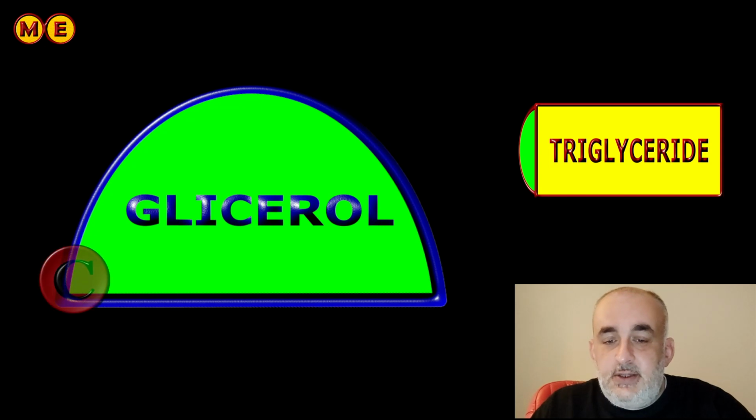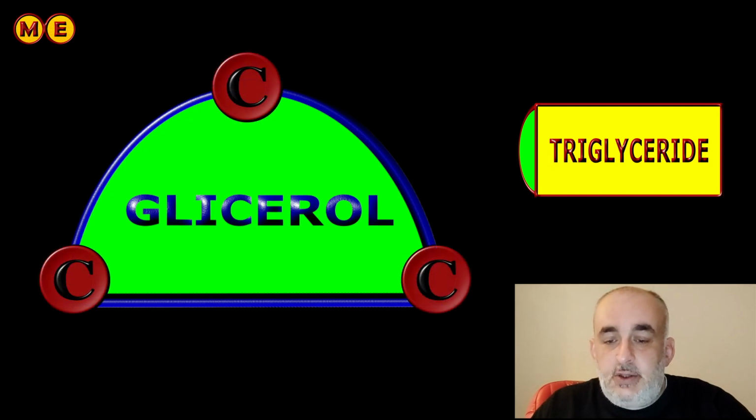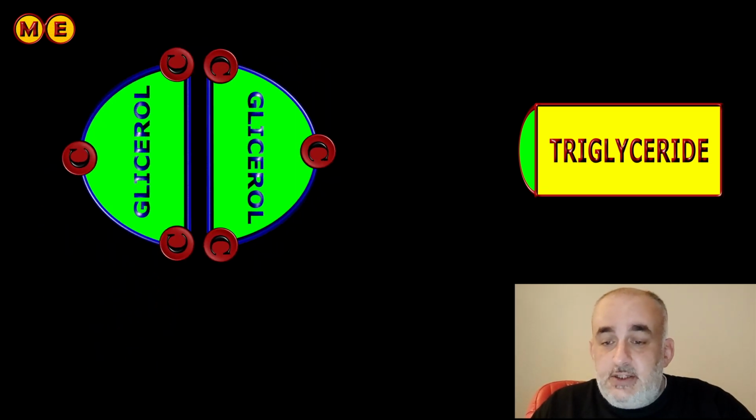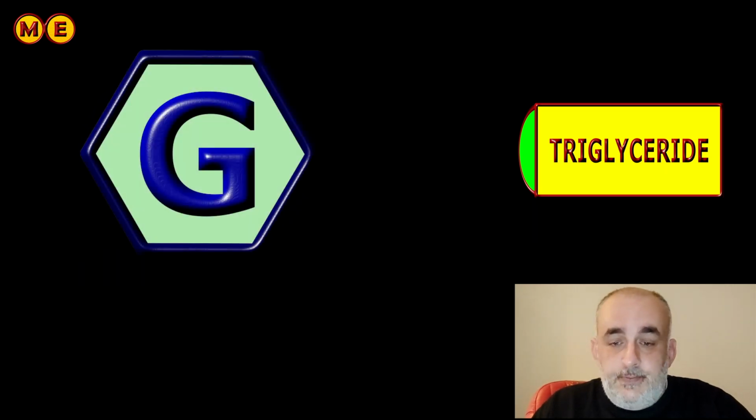Glycerol, on the other hand, is a molecule made of 3 carbon atoms, which is practically half a molecule of glucose. So our liver cells can easily fuse 2 glycerols together and make 1 molecule of glucose.